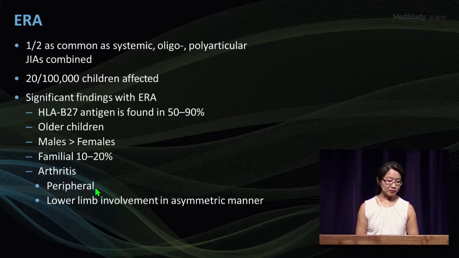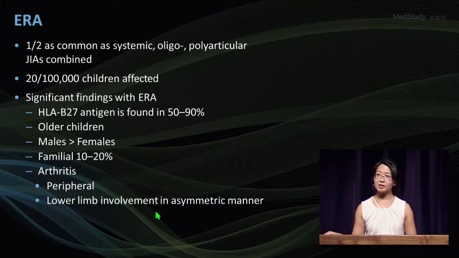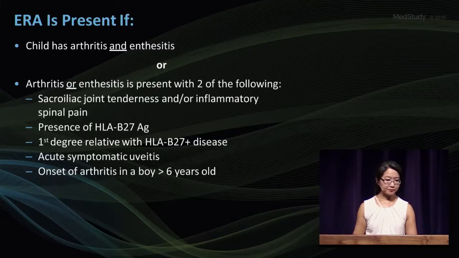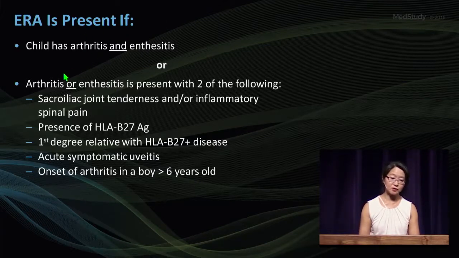The arthritis can be peripheral or it can be axial. And if they have lower limb involvement, it's typically asymmetrical in nature. So how do you diagnose ERA? The definition is if the patient has arthritis and enthesitis. But if they don't have both, then one of these two plus two of the following will suffice.